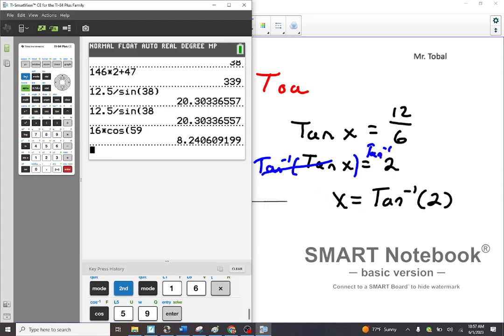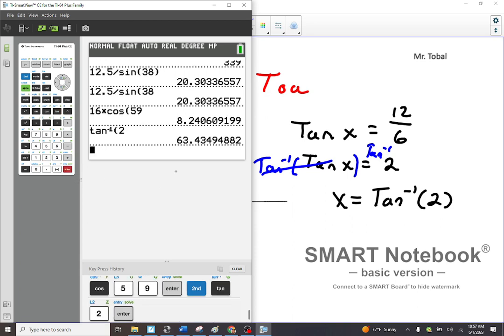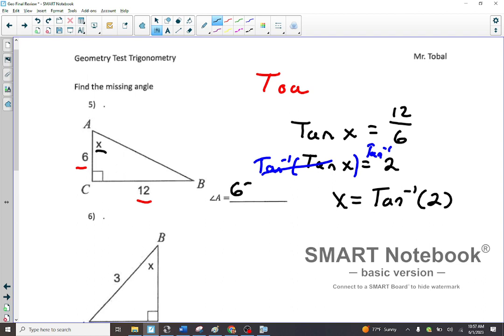So when you want tan negative 1, you have to click second tan, and it'll give you tan negative 1. So you got to click second tan. And then 2, if you put 12 over 6, you should still get the same answer. 63.4 degrees.